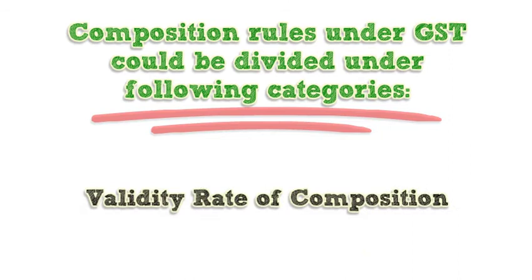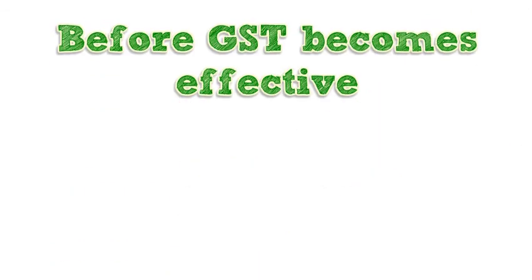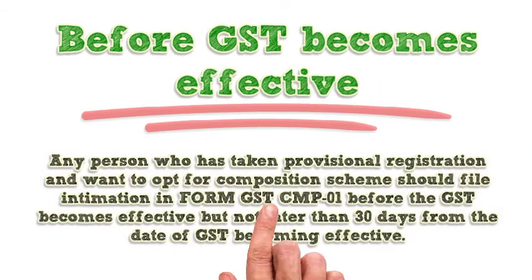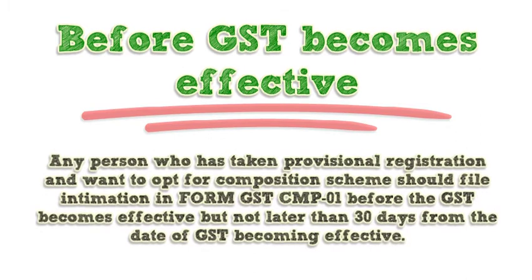Validity rate of composition. Before GST becomes effective, any person who has taken provisional registration and wants to opt for composition scheme should file intimation in FORM GST CMP-01 before the GST becomes effective, but not later than 30 days from the date of GST becoming effective.